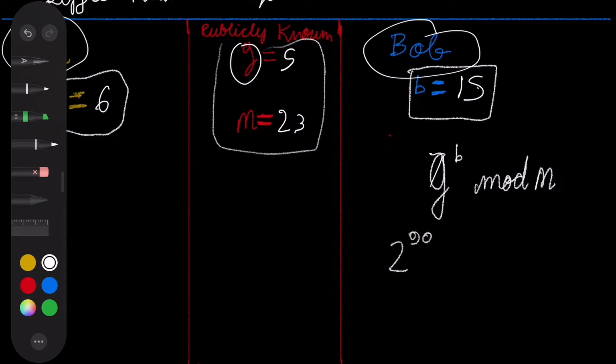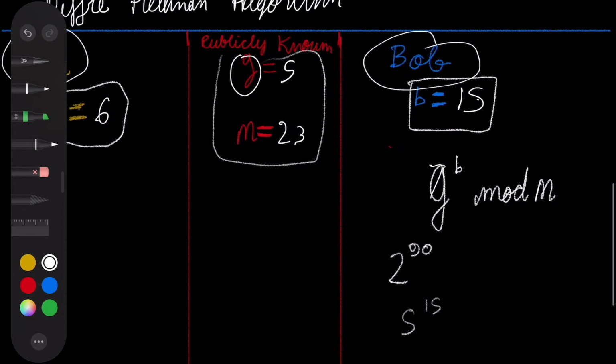So even in this example we had 5 to the 15. Wait a second, what is 5 to the 15? Let me use my calculator. It is 30517578125. So that's why I said that you don't need a very big value for G.